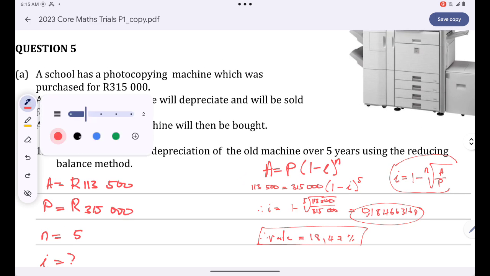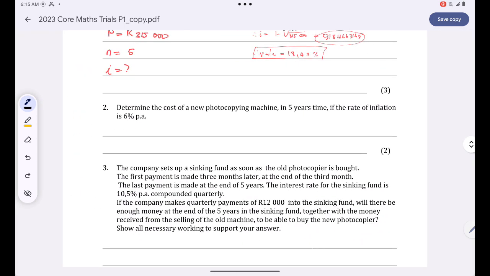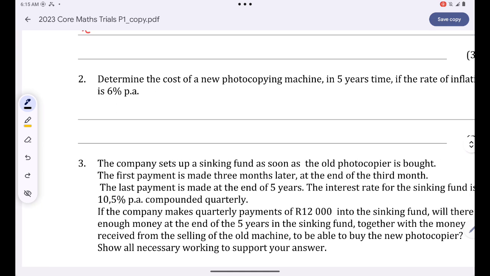The depreciation rate is basically 18.47% per annum. Now we are being asked to determine the cost of a new machine in 5 years' time if the rate of inflation is 6% per annum. Okay.